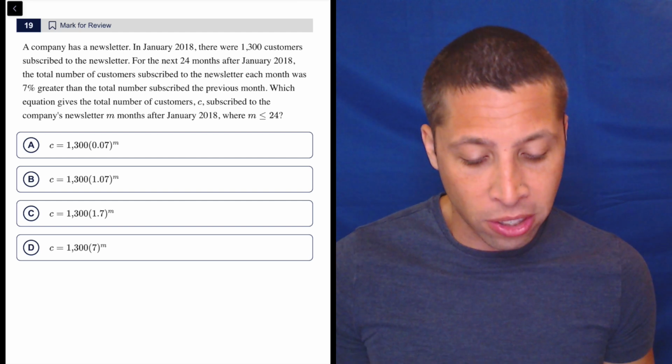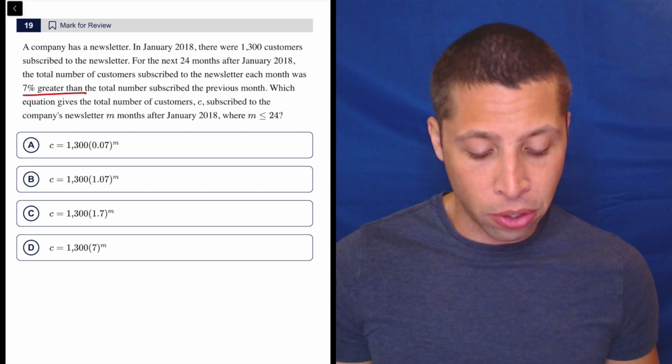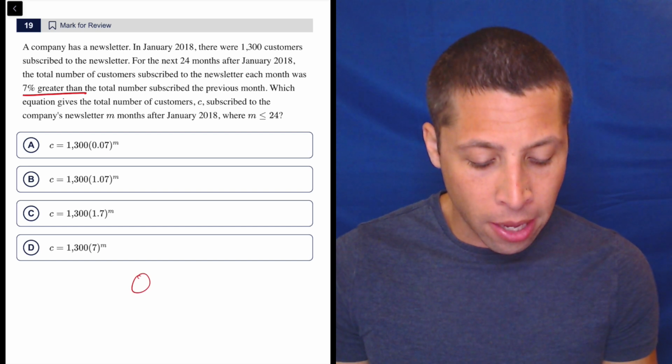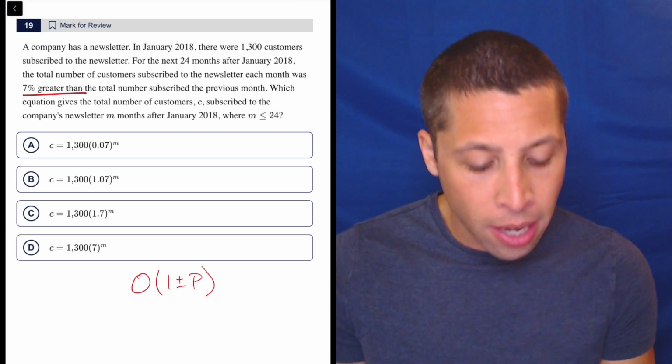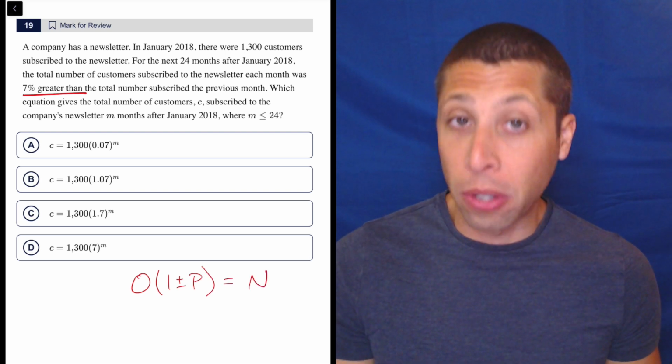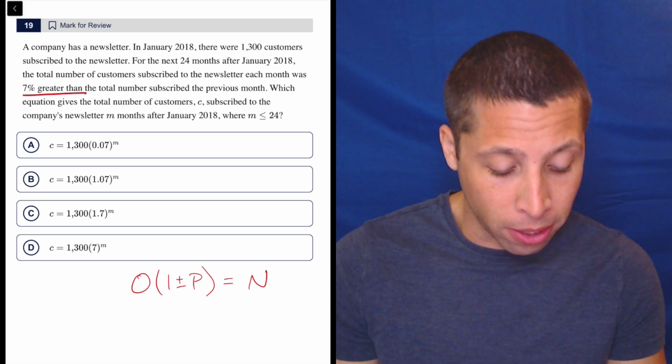First, let's look at the percentage itself. This is 7% greater, so we're dealing with a change in percent, which means we're going to use the open formula that looks like this. The original times 1 plus or minus p is equal to the new, and the p is the percentage as a decimal. Now, to make this an exponential, just throw an exponent on the percentage, right?